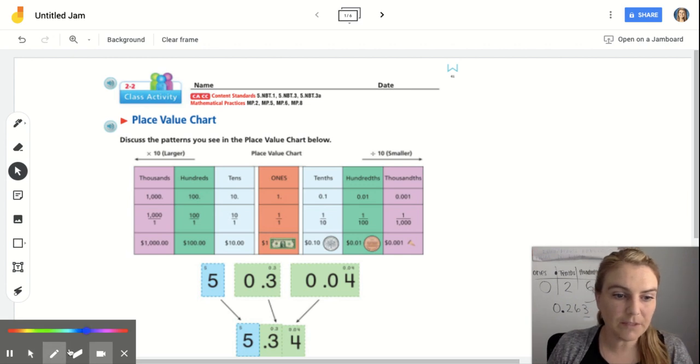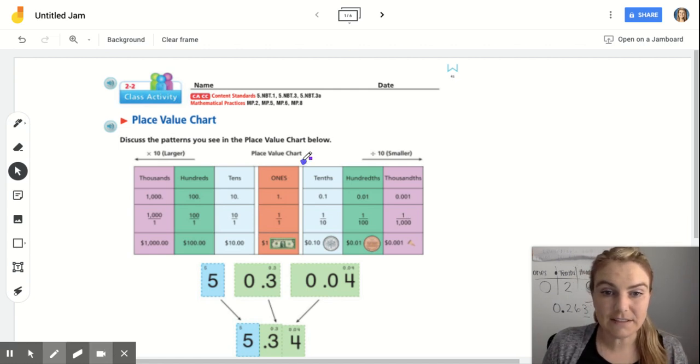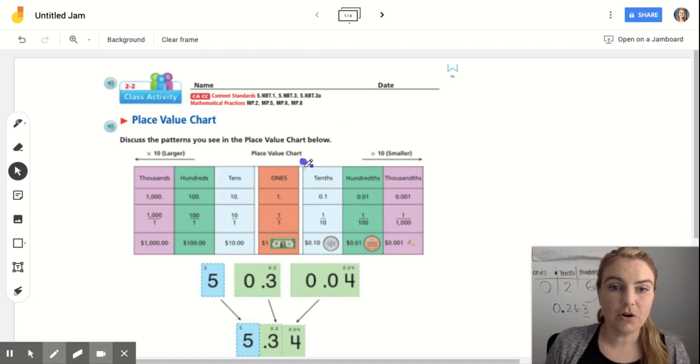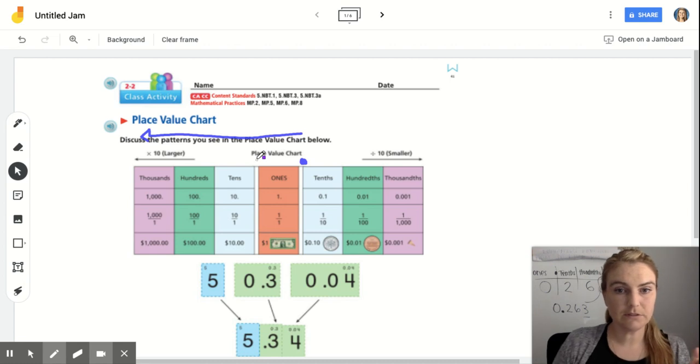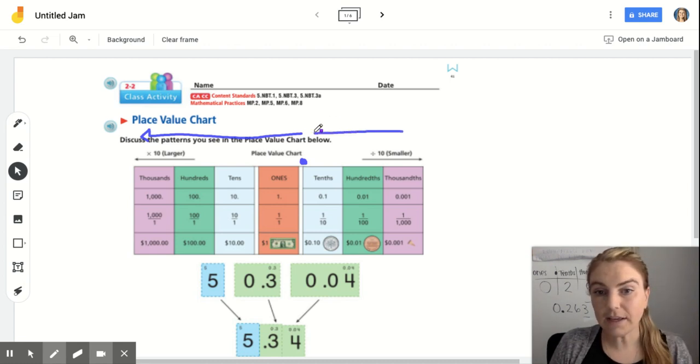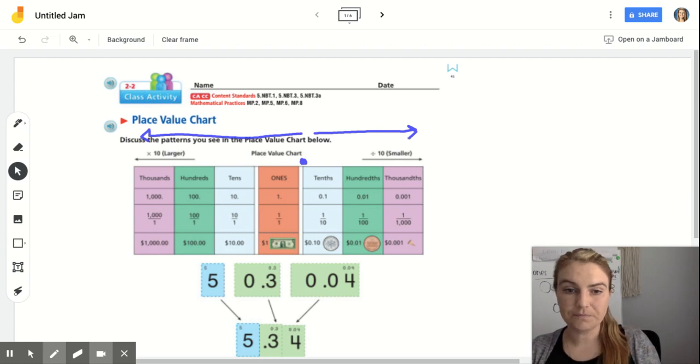And again, this chart doesn't have it, but our place value chart that we use in class has this. Where do I place the decimal? What two place values does the decimal fall in between? The ones and the tenths. Okay, so anything to the left of the decimal are whole numbers. Anything to the right of the decimal are values that are less than one whole.